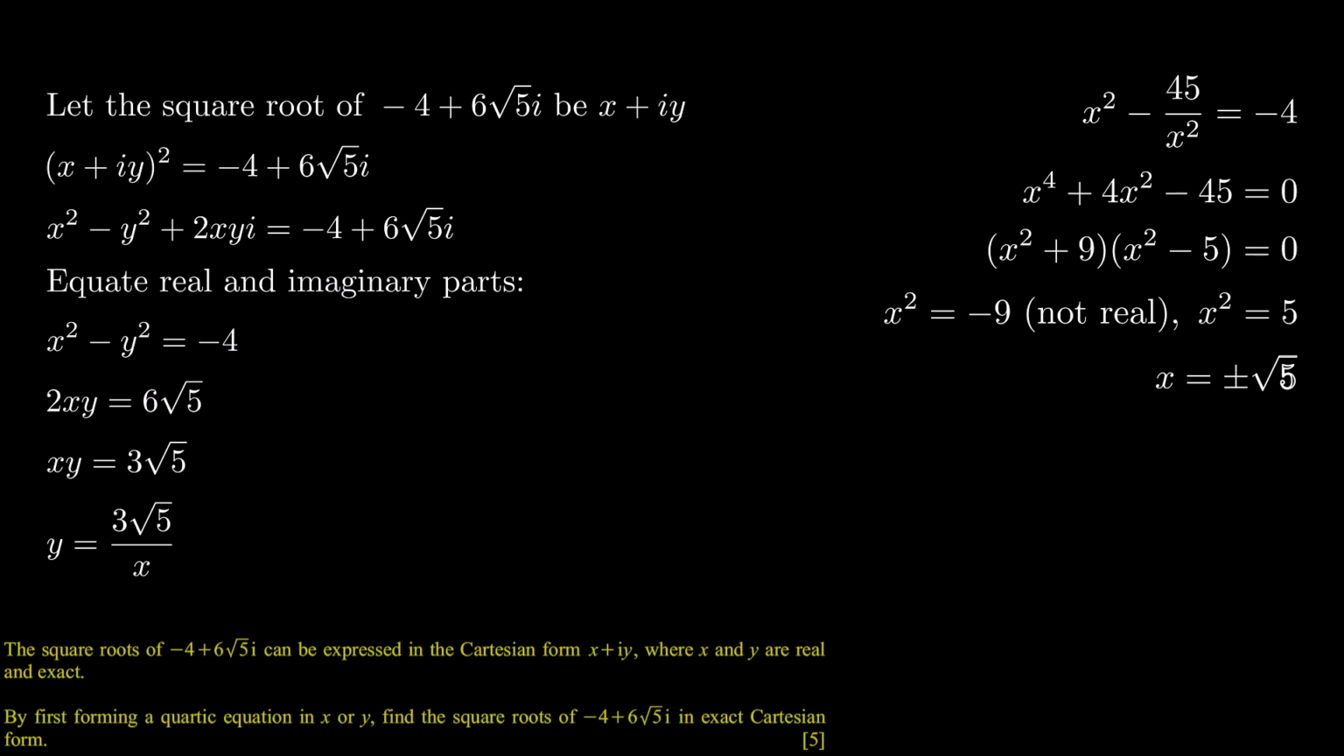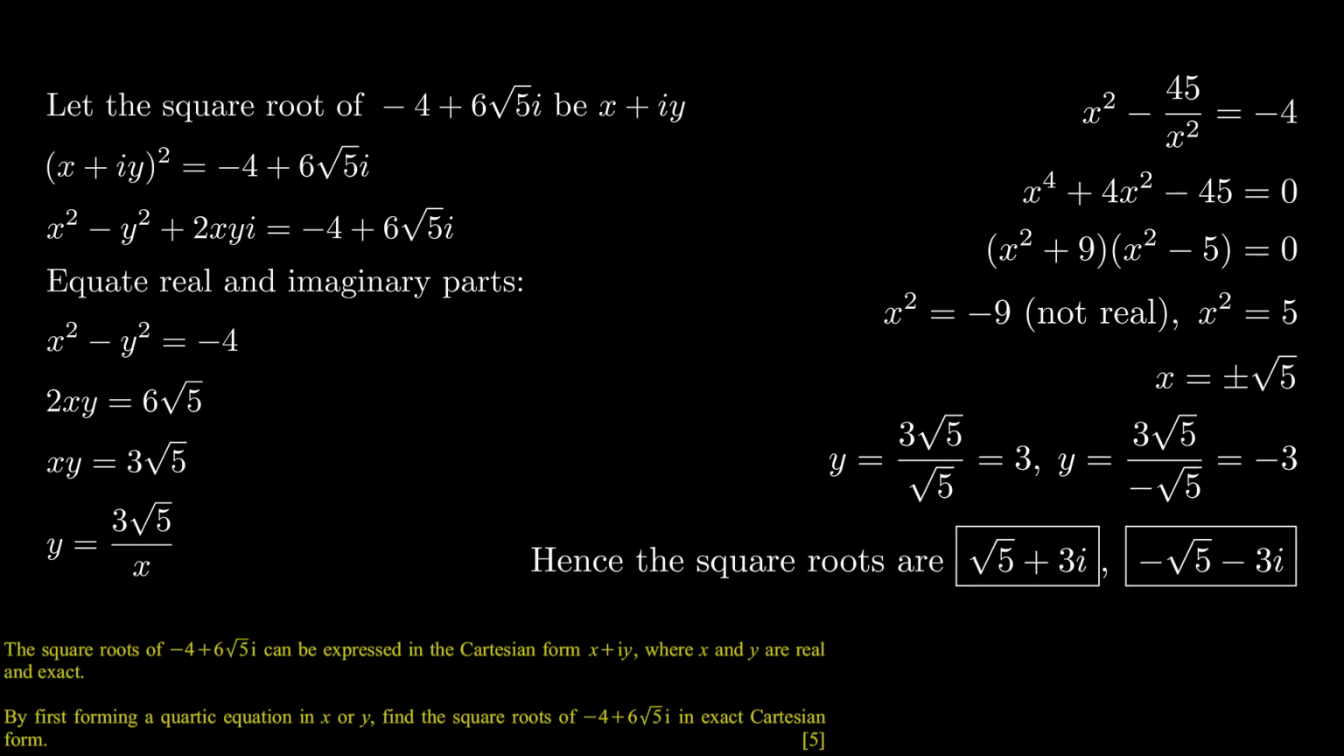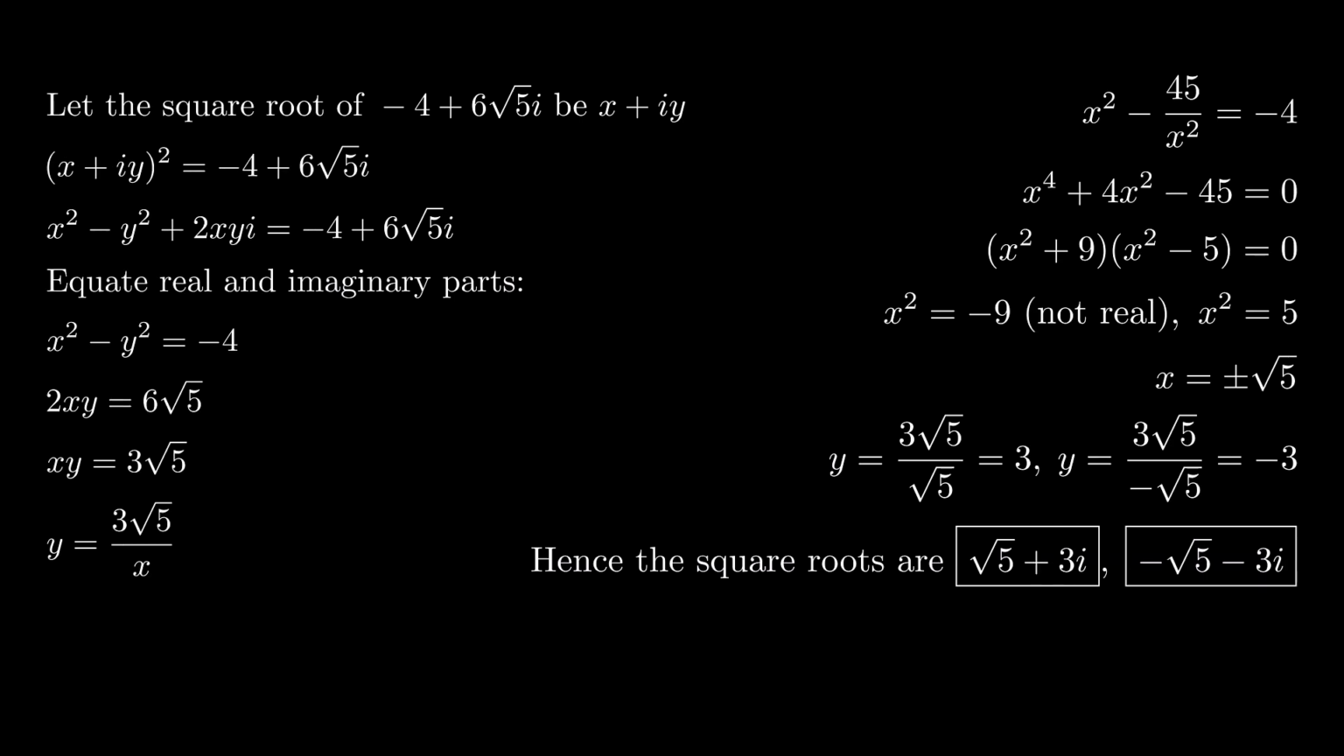And when we plug this value in y equals 3 root 5 over x, we get y as 3 root 5 over positive root 5, which gives you 3, and y equals 3 root 5 over negative root 5, which gives us -3. Means the square roots become root 5 plus 3i and negative root 5 minus 3i. I hope it is clear. Let's discuss the next question now.